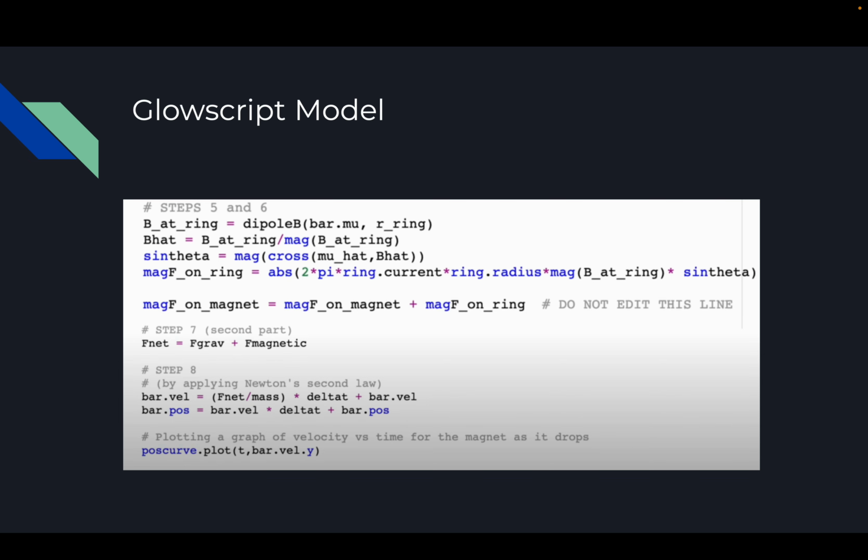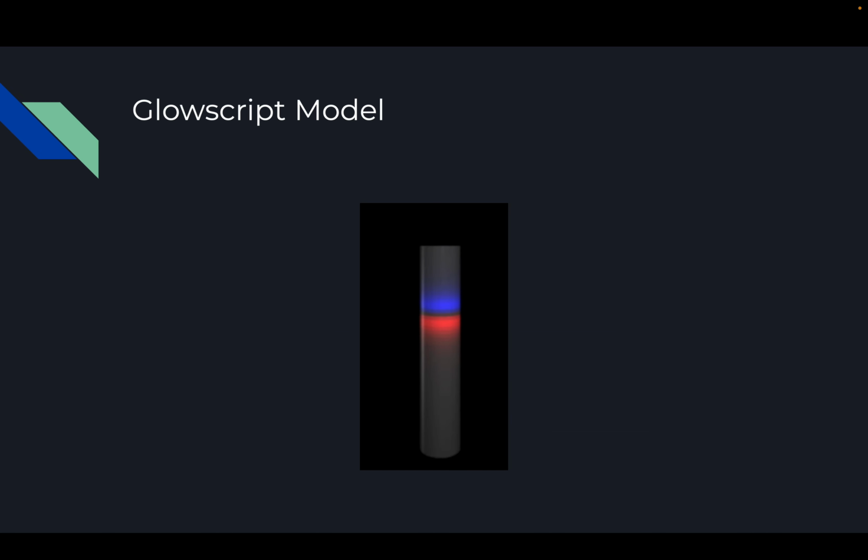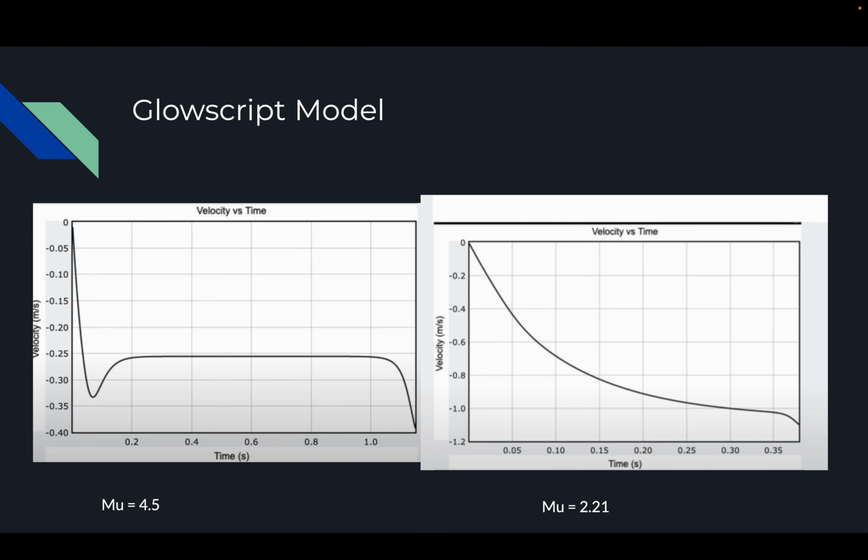Here the net force was calculated by adding together the gravitational force and the magnetic force using superposition, and the change of velocity and position of the magnet were calculated using Newton's second law, and a graph was used in order to demonstrate this change in velocity as a function of time. Here's a picture of the magnet. Here are the graphs that were produced by the GlowScript model.